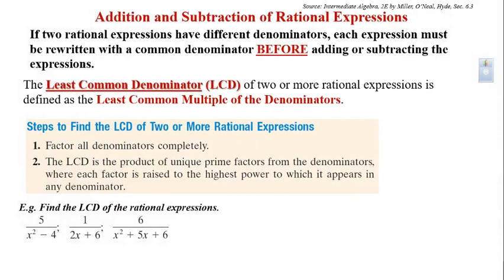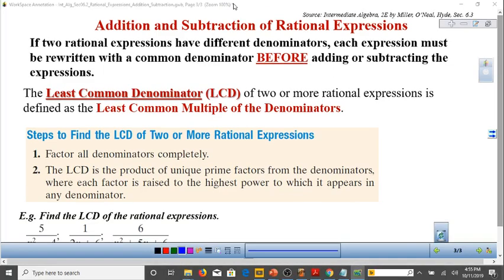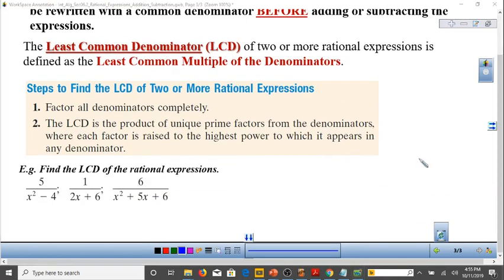Now, when the denominators are not the same, you need to get a common denominator, and you need to make sure you do that before you add or subtract. The common denominator is often shortened as least common denominator. When we see LCD in this context, it means the least common multiple of the denominators. It's just shorthand. So when we say least common denominator, we really mean the least common multiple of the denominators.